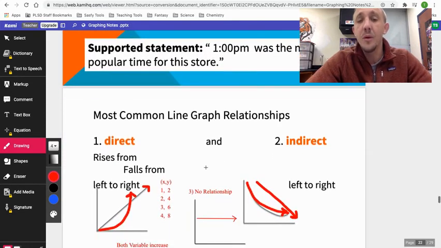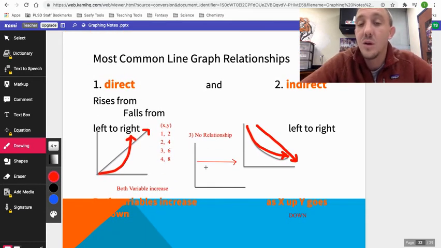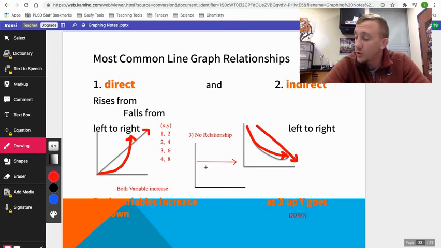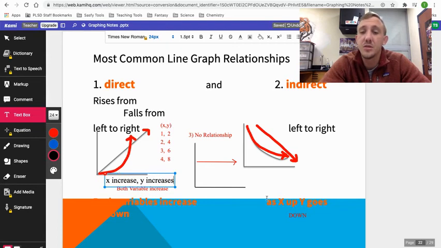Now, we are going to be talking about relationships in line graphs. I want you to go ahead and draw this, and there's two on yours, and I want you to add a third one. It's a no relationship. But the first one is a direct relationship. And direct means when the x increases, the y increases. So if my x increases, my y increases. So both variables increase. And so on the graph, it's going to go up.